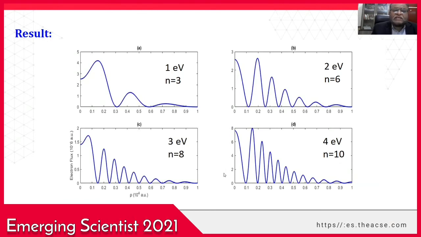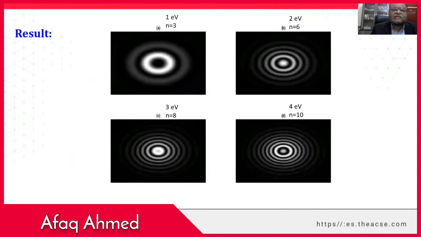The corresponding Newton rings for this electron flux are given in this graph. Similarly, you can see that for 1 electron volt, the number of rings is 1, 2, and 3. The third ring is not clearly visible, but there are 3 rings. As we increase the energy to 2 electron volt, the number of rings becomes 1, 2, 3, 4, 5, and 6. When you increase the energy, the number of rings becomes 8. And for 4 electron volt, the number of rings increases. So by increasing the photon energy, the number of rings also increases.